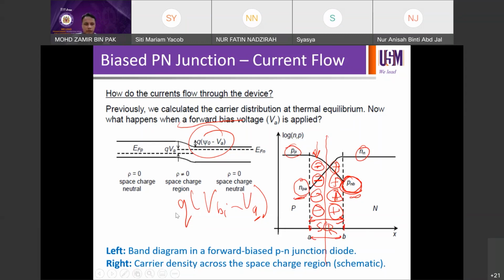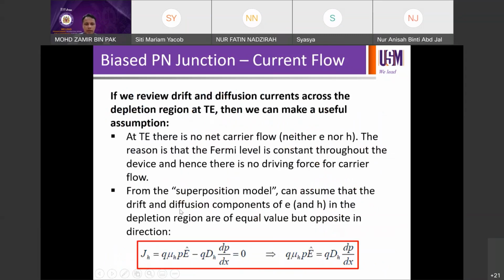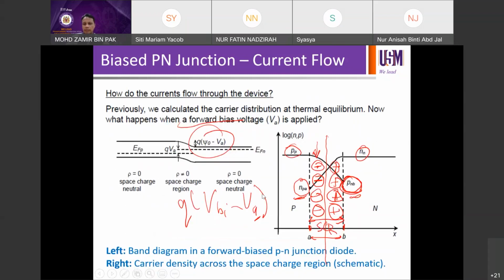So let's have a look at how we actually do the calculation next. Before that, just bear in mind and understand this first: it's no longer naught. If you put naught in your calculation, then it's automatically wrong because it's not under thermal equilibrium condition.